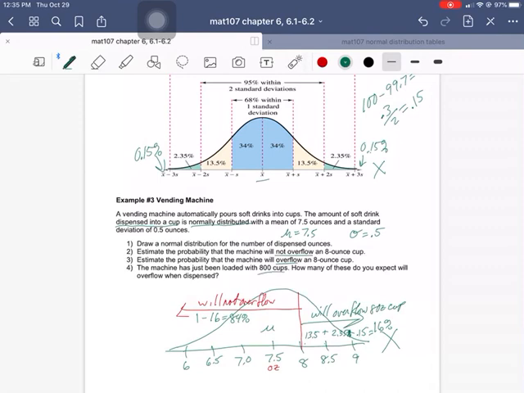And then it says the machine's been added with 800 cups. How many do you expect to overflow? 800 cups, and 16% of them overflow, right? 16% comes out to 128 cups. That seems like a lot of cups will overflow using this machine. Okay?